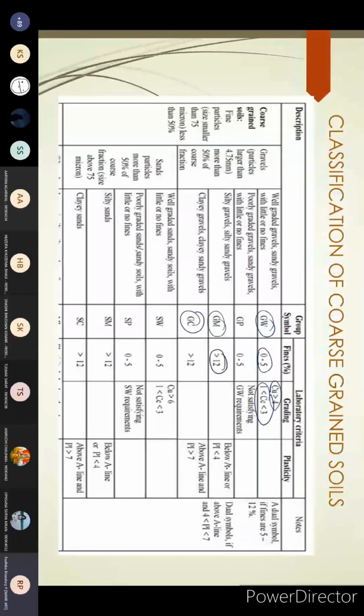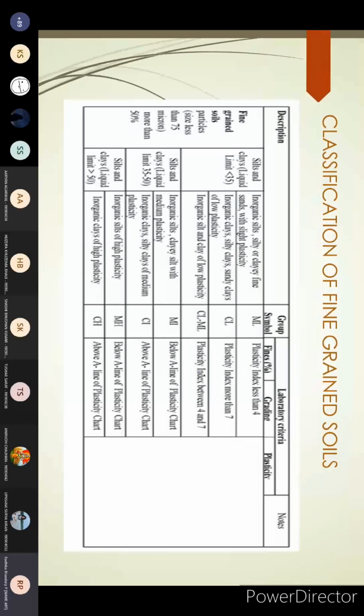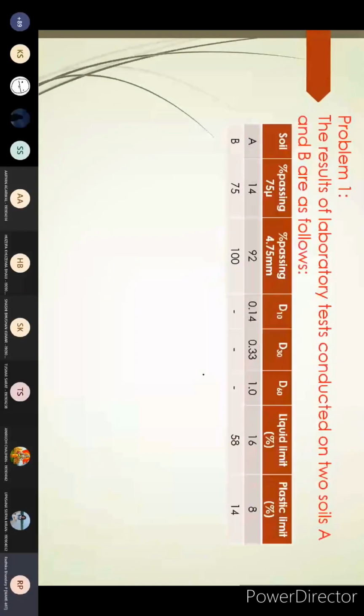So below the A line, or plasticity index less than 4, you use GM. If it is above the A line, more than 7%, you use GC. Whatever I have explained, it is the same thing in the chart. I will just share this chart after the class and we can go through it. So now we'll go for classification. We'll solve few problems, then it will be more clear. Just take down this.